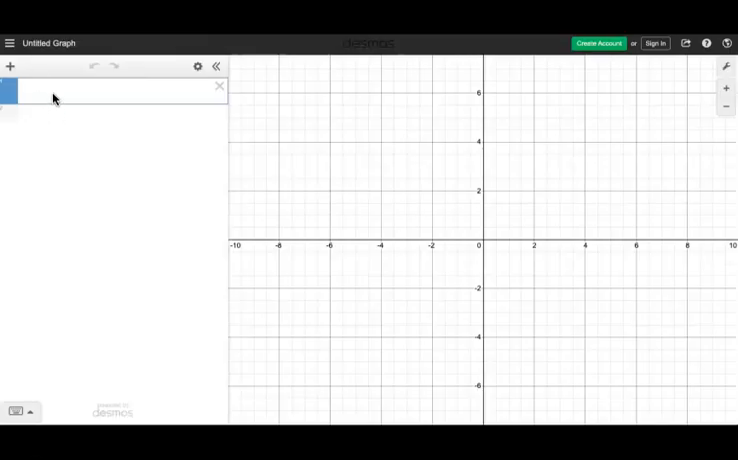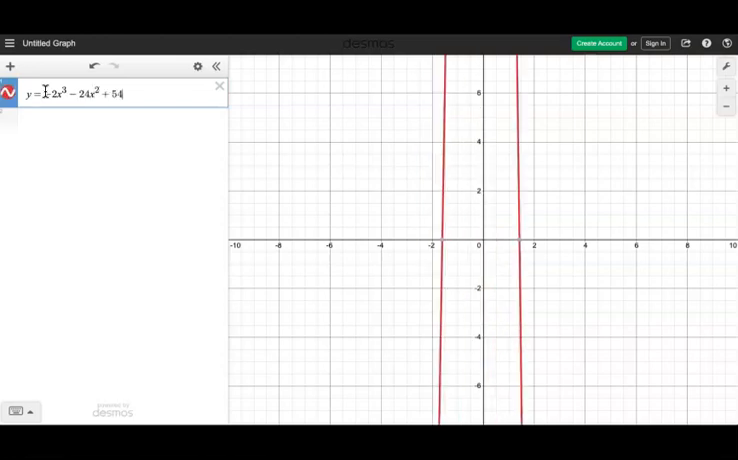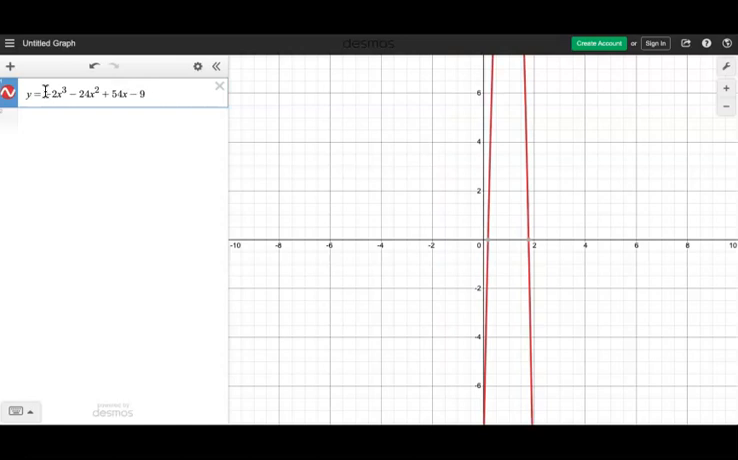So using the free app Desmos or desmos.com, the first thing that I'm going to do is type in my function on the left hand side here. So y equals -2x to the third power minus 24x to the second power plus 54x minus 9.